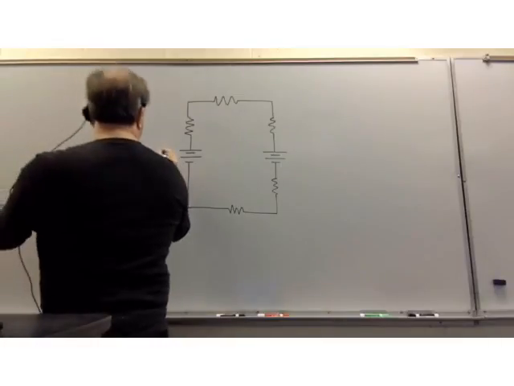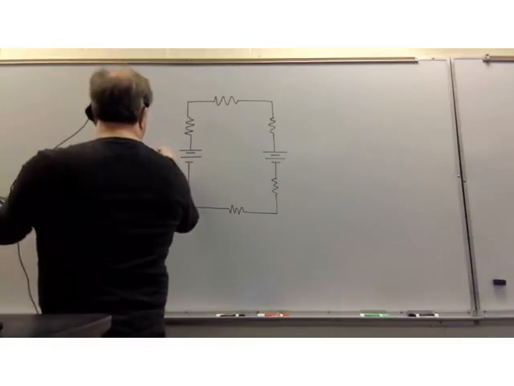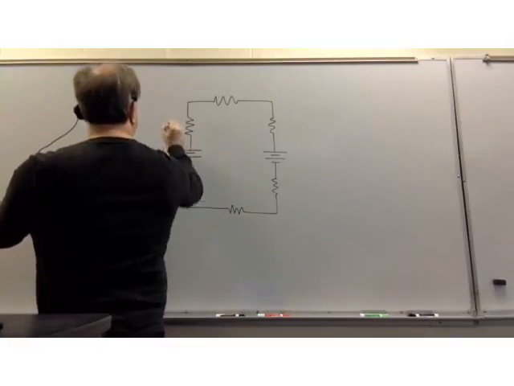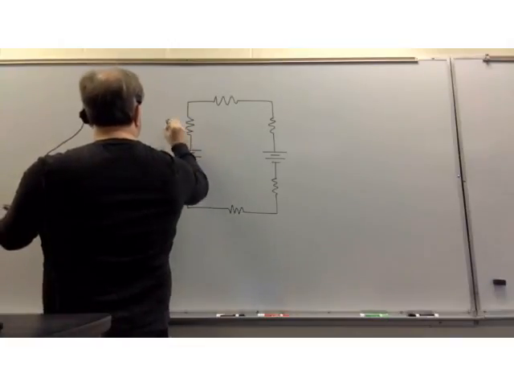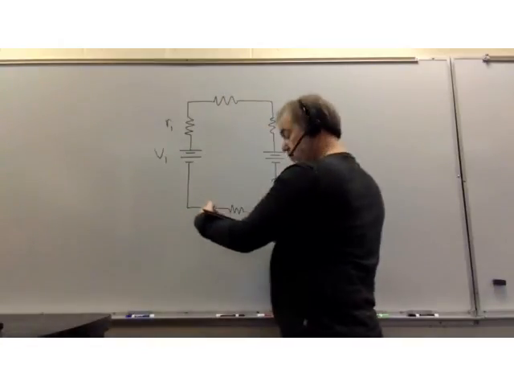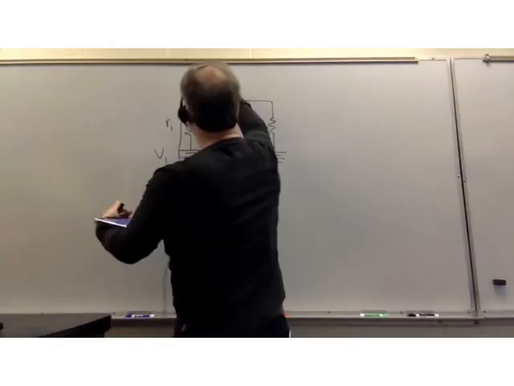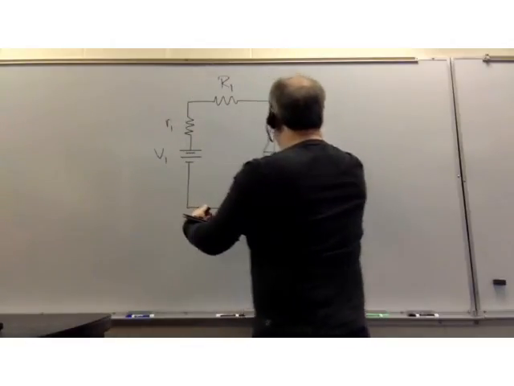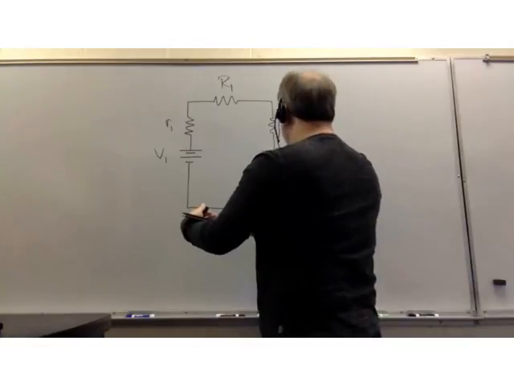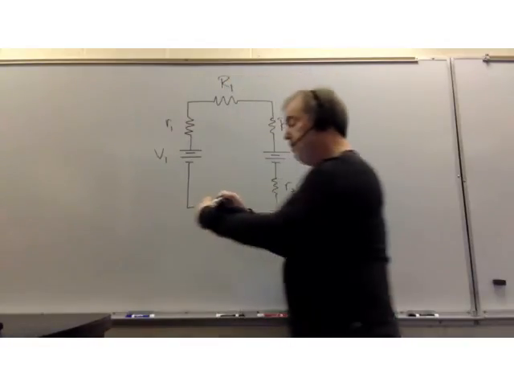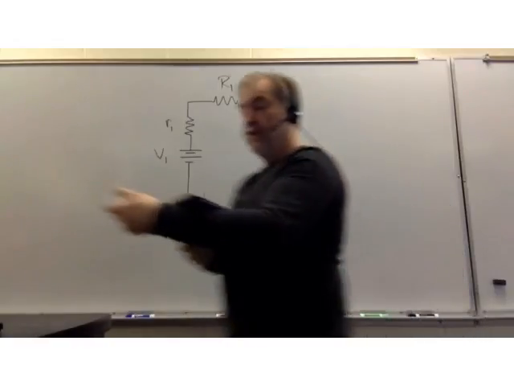Okay, and let's label these things. This thing here, I will label V1, first battery, and this resistor here, I'm going to give it the symbol lowercase r1 for reasons I'll explain in a moment. This one will be capital R1, capital R2 here. This will be V2, little r2, and then finally R3.